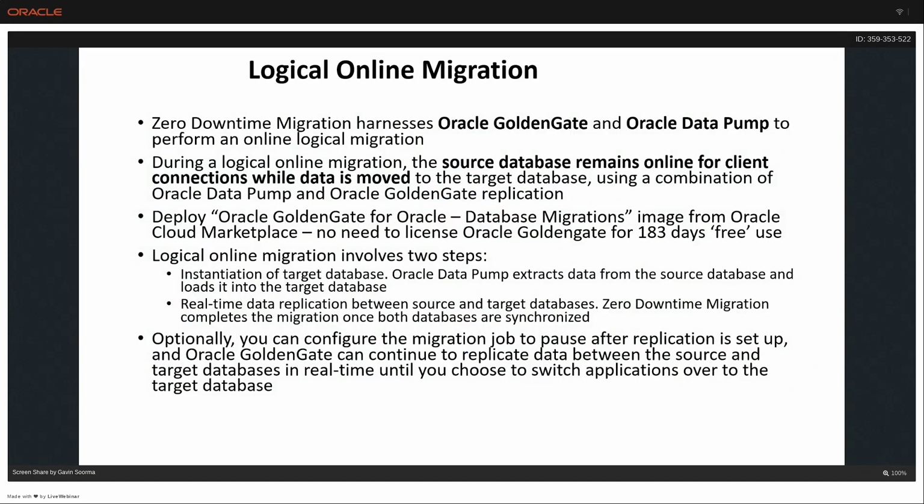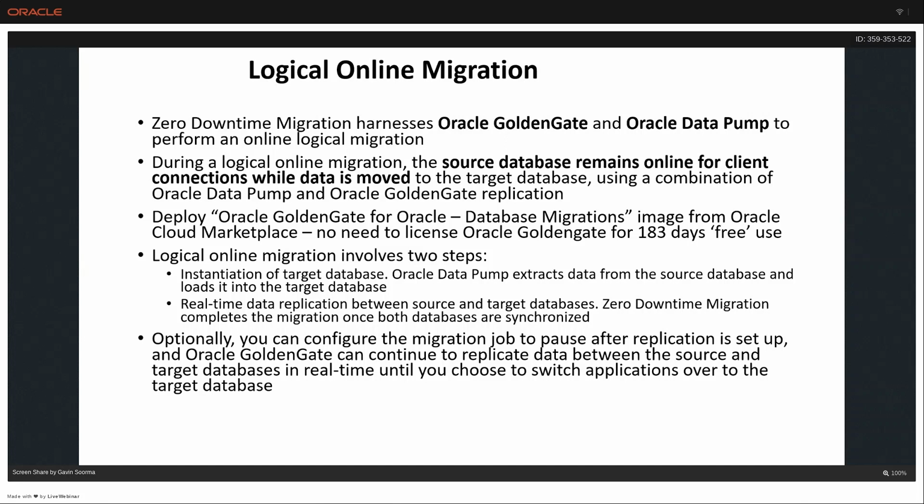So as I mentioned earlier, in the background, the logical migration will use what's called GoldenGate and Data Pump. The source database basically remains online while my clients are connected to the database, and we have to deploy a GoldenGate image from a cloud marketplace. That image basically will be a GoldenGate microservices, I think version 19, that's available right now. And with the GoldenGate Hub, it's doing the job of capturing and applying all the transactions that are occurring on my source database and applying them on my target database.